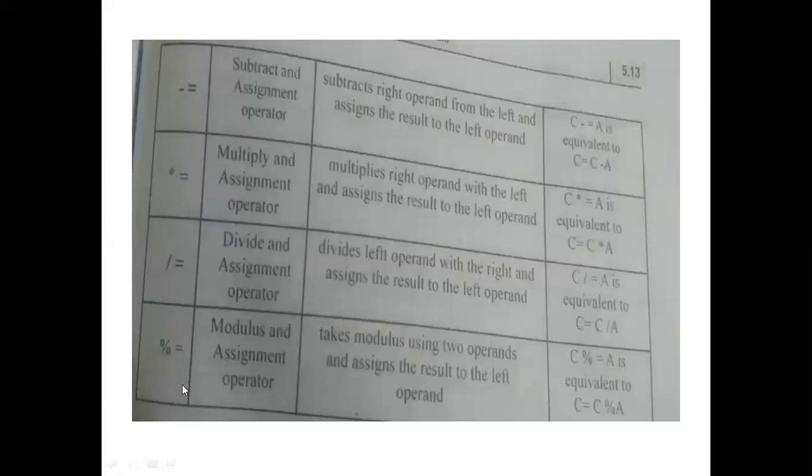Next is minus equal to, the subtract and assignment operator. If I write c minus equal to a, it's equivalent to c is equal to c minus a. Then asterisk equal to: if I write c asterisk equal to a, it is equivalent to c is equal to c asterisk a. Then divide and assignment operator: c slash equal to a is equivalent to c is equal to c divided by a. Percent equal to: c percent equal to a is equivalent to c mod a, like this.